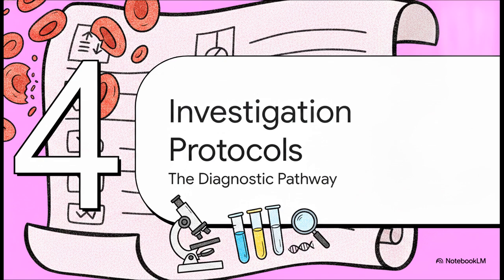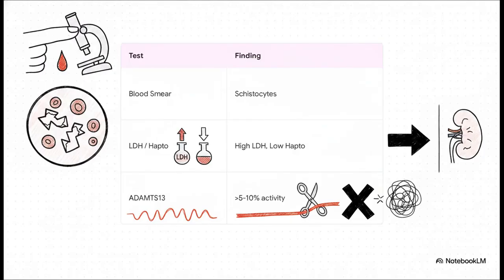How do we actually step-by-step diagnose this in the lab? First things first, our first line of defense is confirming MAHA. We do this by getting a peripheral blood smear and actively hunting for schistocytes. Those are the sheared, fragmented red blood cells we talked about. We'll also immediately check LDH and haptoglobin. We're expecting an elevated LDH and a low haptoglobin from all that hemolysis.